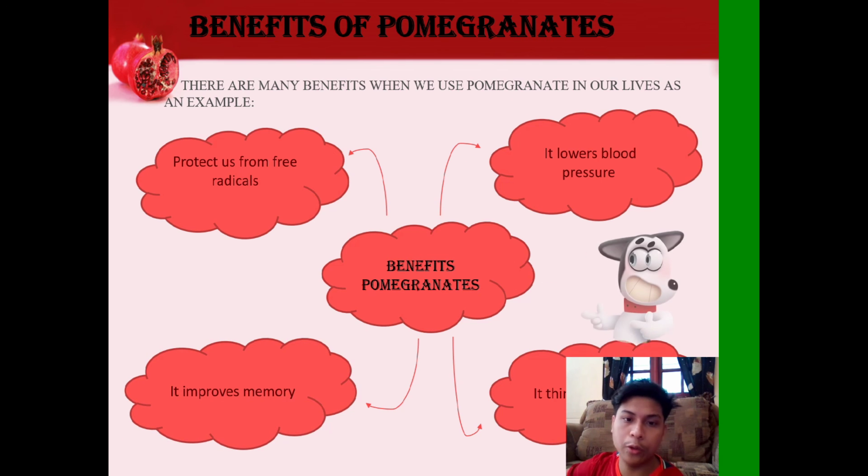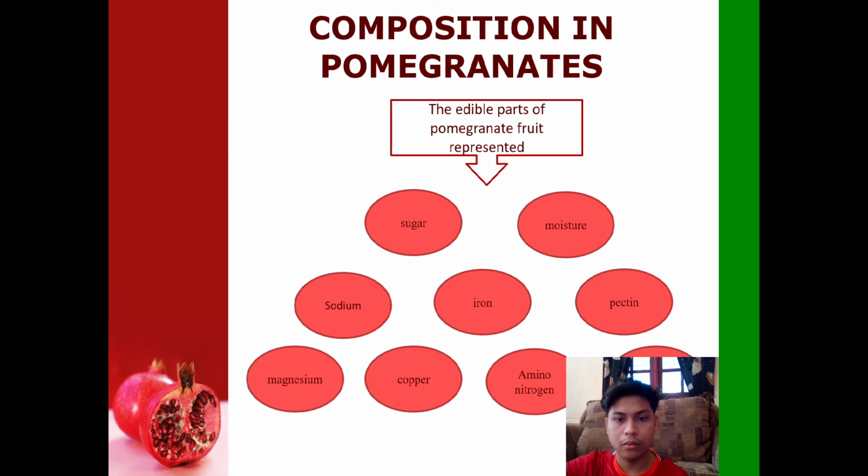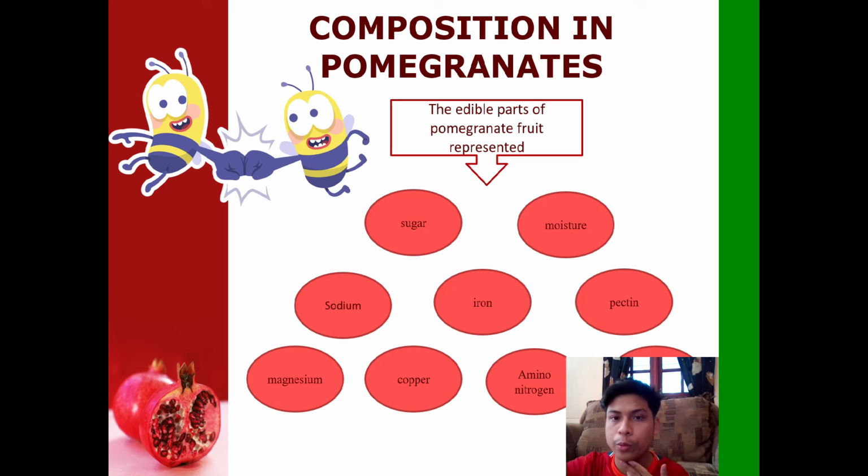So we continue to the benefits of pomegranates. There are many benefits when we use pomegranate in our lives. As an example, I just list a few. There are so many benefits of pomegranate, but the most important is that it protects us from free radicals. It also helps our blood pressure, improves our memory, and benefits our blood. So we continue with the composition of pomegranate.